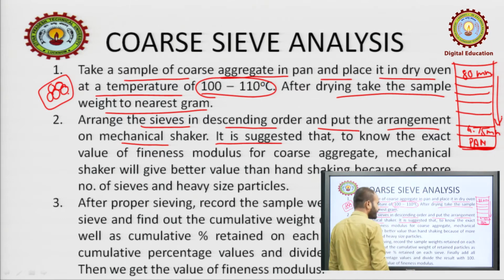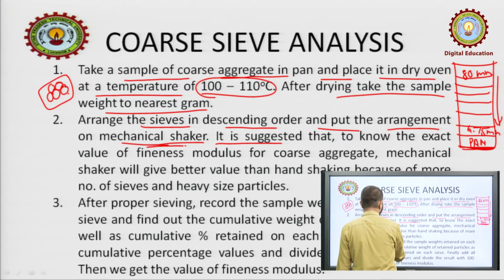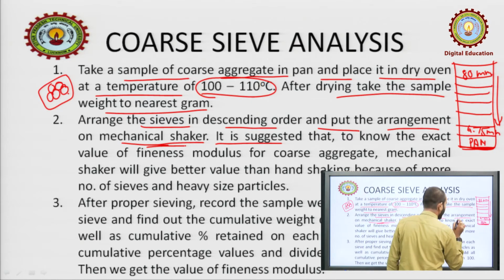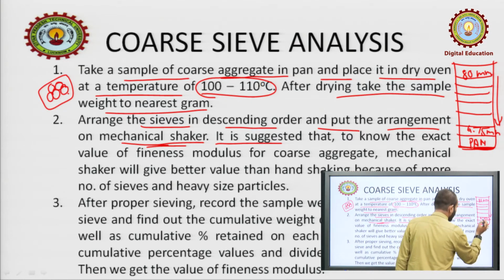Okay, then what will take place? We will now carry out the sieving process using a mechanical shaker. Why mechanical? Because it gives a better and accurate result. Okay, so we will use a mechanical shaker.